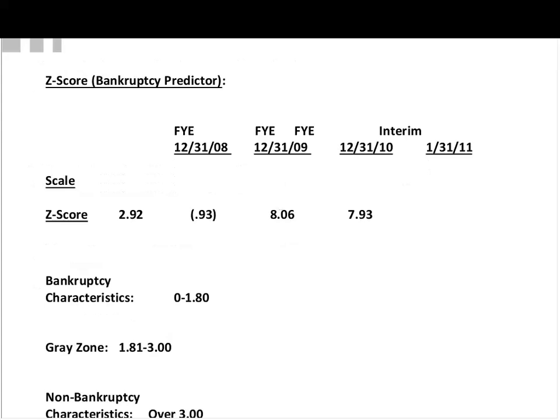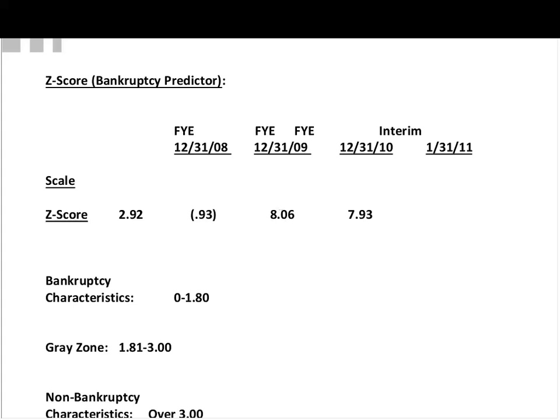Page number 29 is simply the numbers from that last page of the Moody spreadsheet from two pages back that I had you highlight. You'll notice the first year, 2.92, second year, boy, negative. Third year, they moved totally the other direction, over 8, and the last year, almost 8. Look at the scale down below. This is the key to the Z-score.